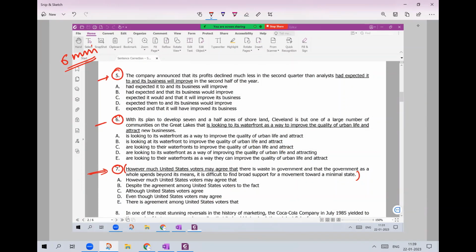Now, if this is not a pronoun, I know that this is followed by some sort of a verb. Check here. However much United States voters may agree that, this is followed by some sort of a verb. Let it be now. Now read the next part of the sentence. That there is a waste in government and that. Understand that the second clause starts with "that".